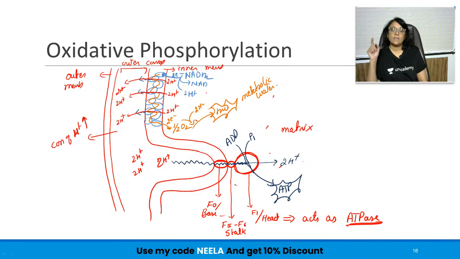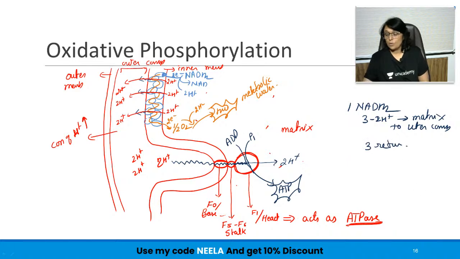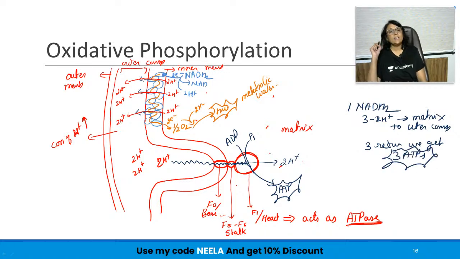Second pair goes back, we get second ATP. Third pair goes back, we get 3 ATP. So from one NADH2, 3 pairs of protons were sent from matrix to outer compartment. When these 3 return, we get 3 ATPs, and that is why we say one NADH2 is worth 3 ATPs.